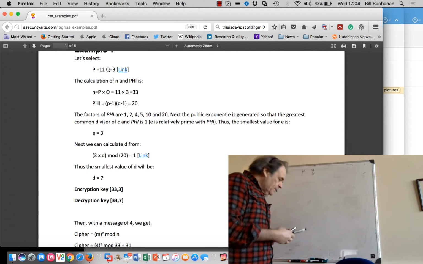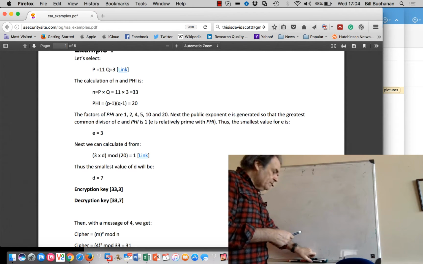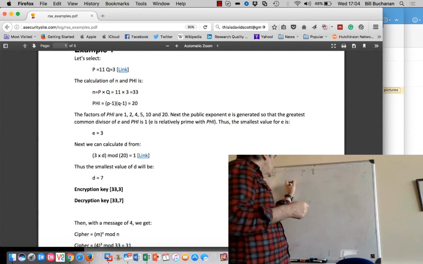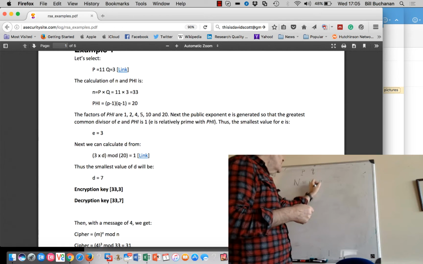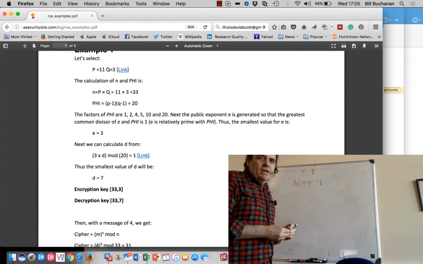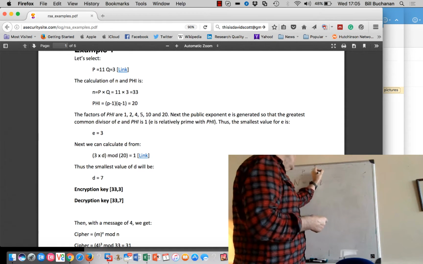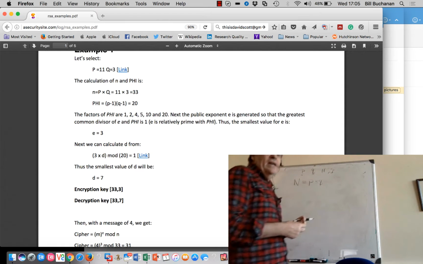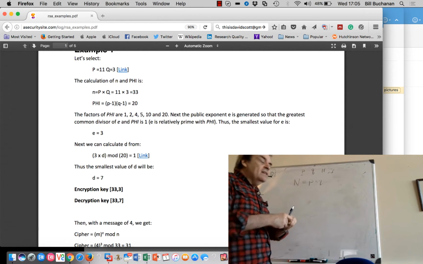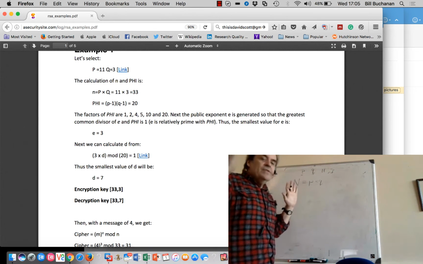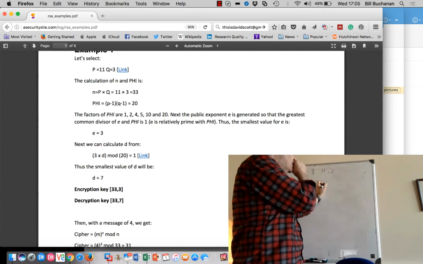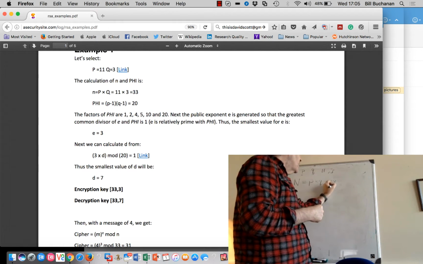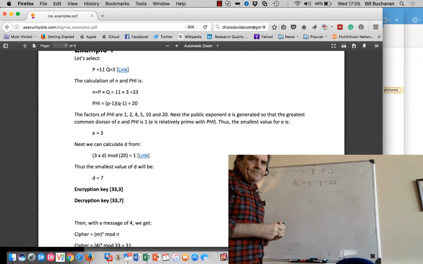The first thing that we do is multiply the values together to give us a value of n. So n is equal to P times Q. In this example, we're using 11 and 3 as two prime numbers. Obviously, the prime numbers we would use in a real life example will be much bigger than that. So in this case, we end up with 33.